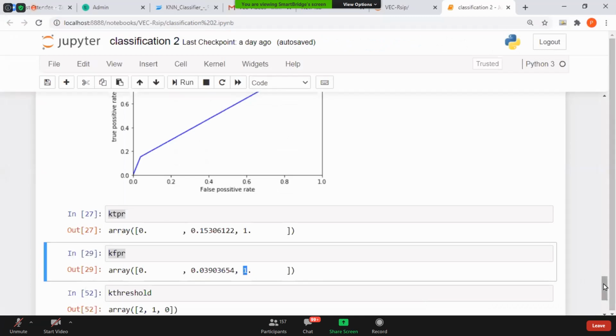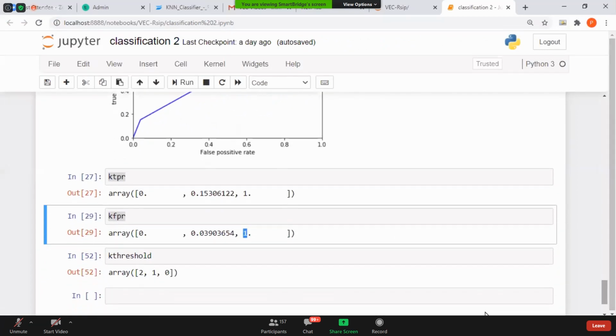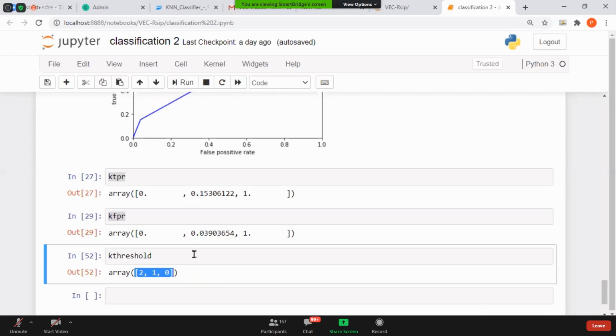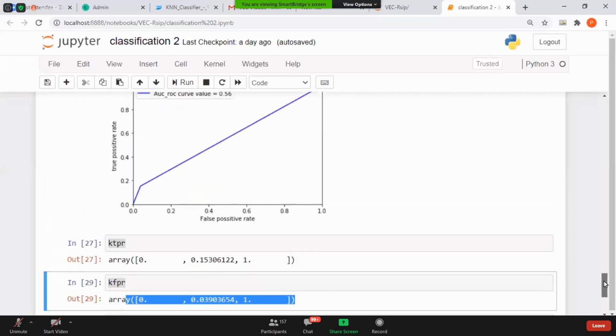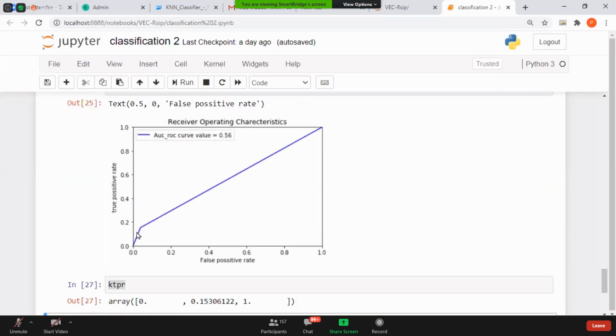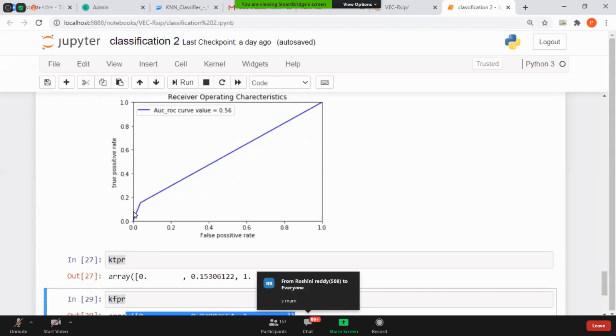Now, the same thing has happened here. The machine learning algorithm has taken 3 thresholds. For those 3 thresholds, 3 FPRs and 3 TPRs have been calculated. Those 3 points are plotted on the graph to get the plot. Have you seen this? Now did you understand how we got this curve?